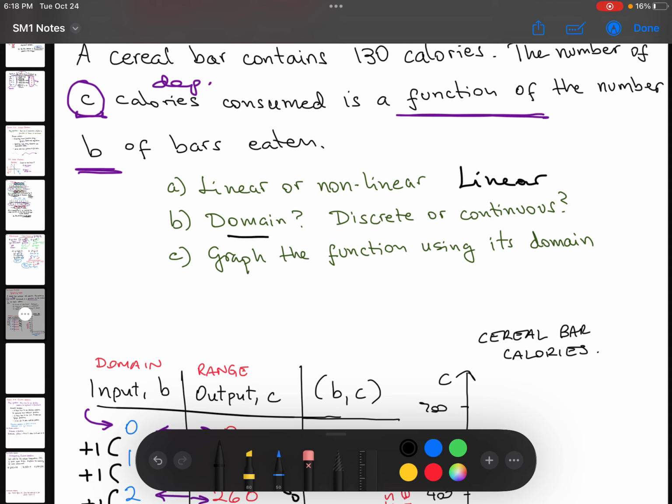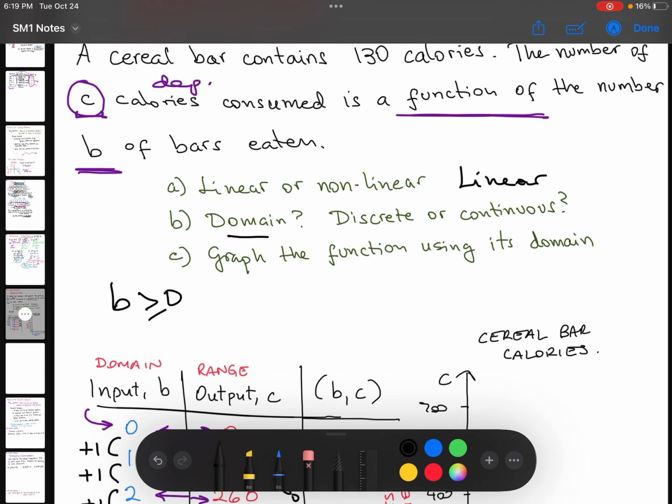Now, let's talk about the domain. What is the domain of the function? The domain of the function in this case represents all the x values, the independent variable, which in this case is the number of bars you eat. Now, you can eat any value that is greater than or equal to 0. It can be 0.